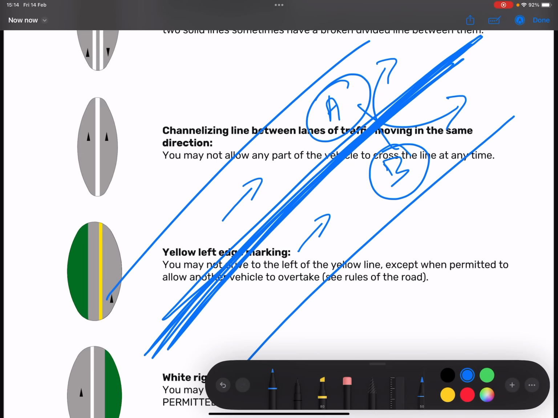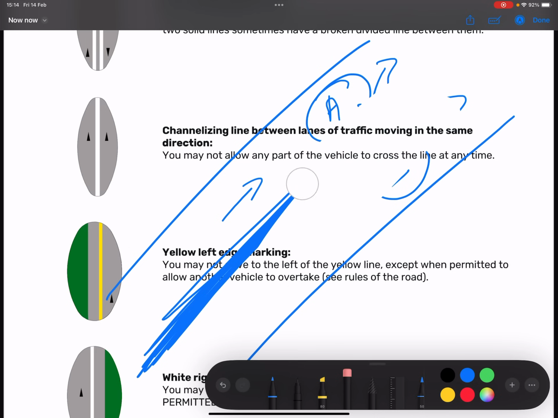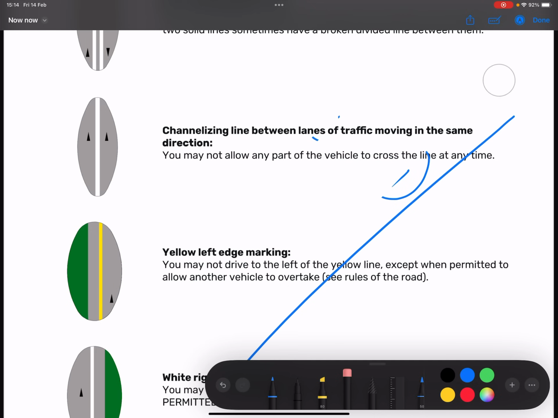The channelizing line. This is the channelizing line. All right? But traffic is moving in the same direction. I hope you see and you understand that.